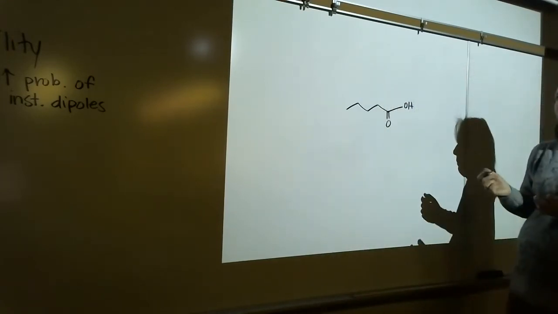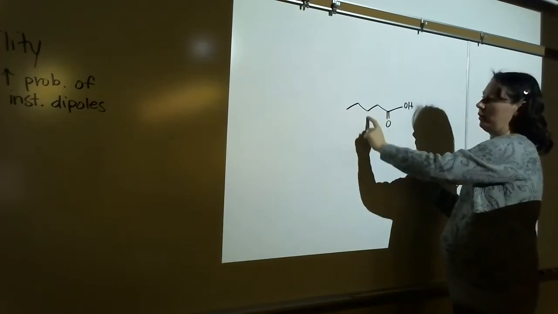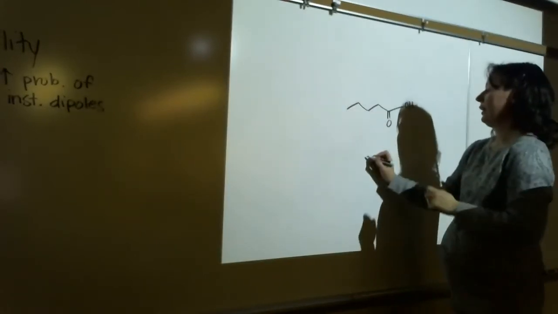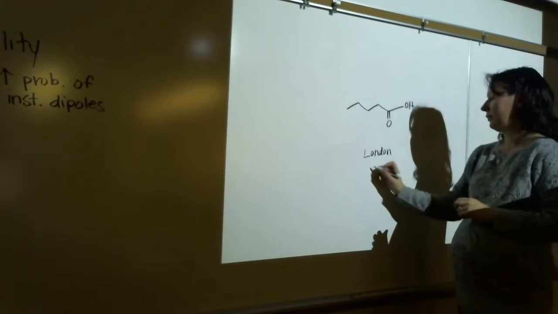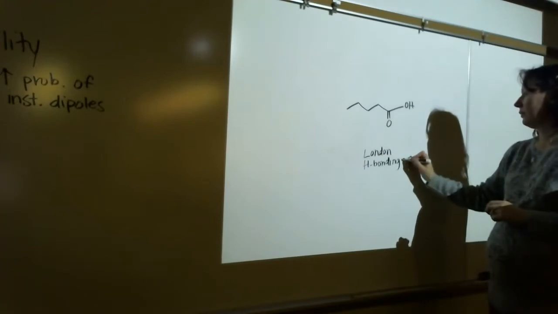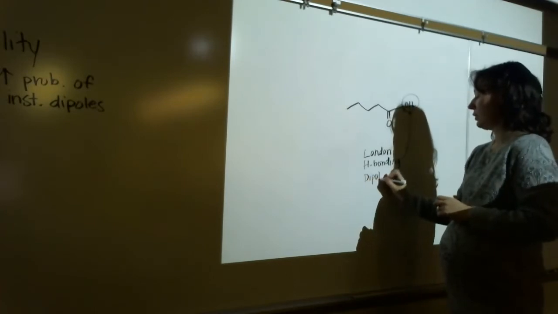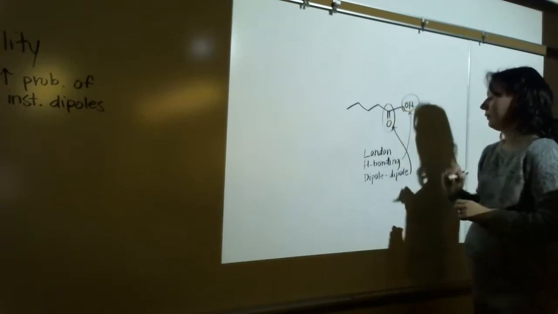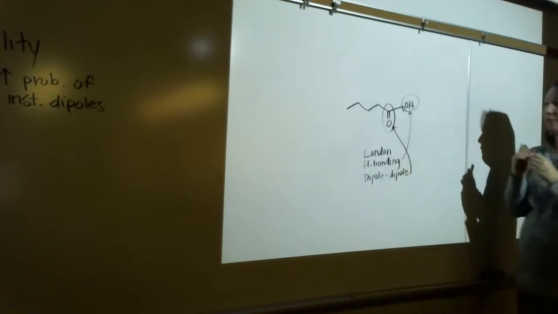Okay, if I said, what are the IMFs in this? Everywhere there's a point, just imagine a carbon. Carbon, carbon, carbon, carbon, carbon, and then its appropriate number of hydrogens. So we have London. What else do we have? We have H bonding, right? And where is it? It's just right here. And then we have dipole-dipole too, right? This one has all three from the carbonyl. Now the hydrogen bonding is stronger than the dipole-dipole, but nonetheless we have all three.